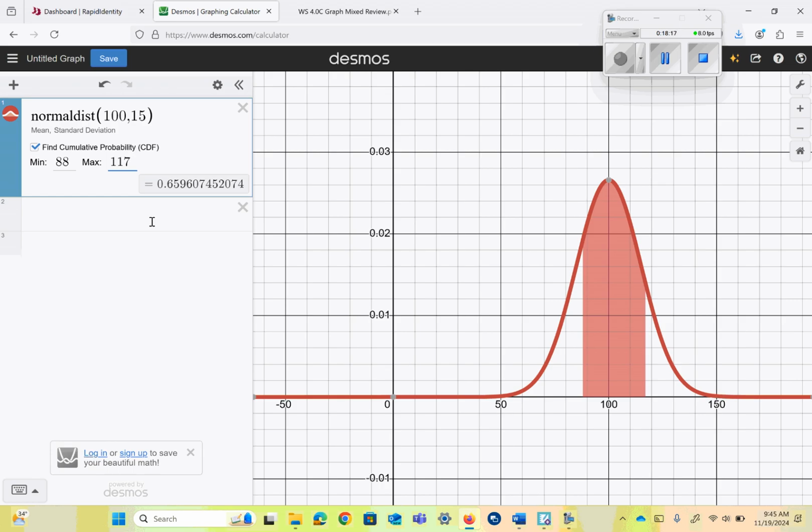All right, so what percent of people are between 88 and 117? If you look at Desmos, we have 0.6596, which is about 66% of the area in between that.